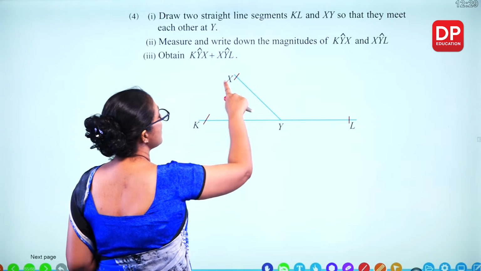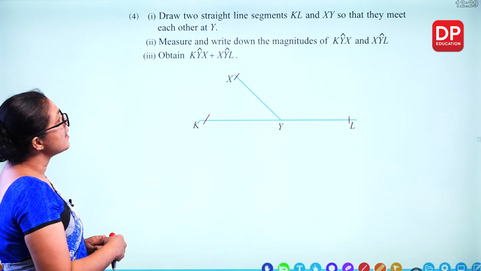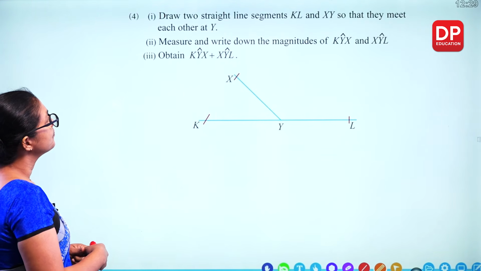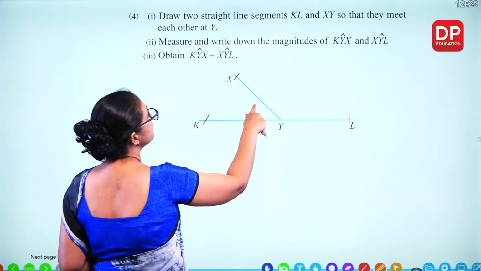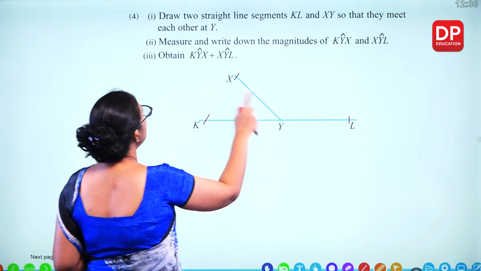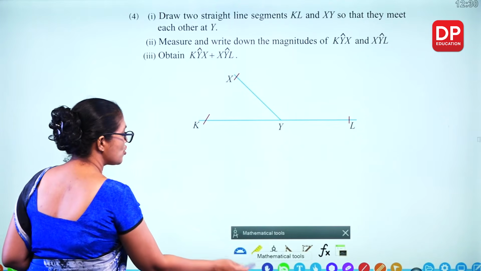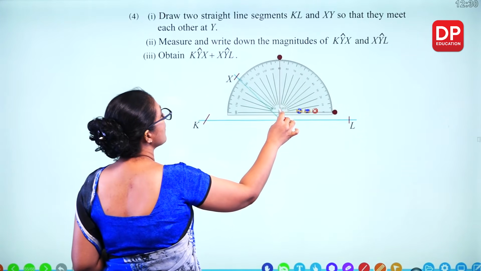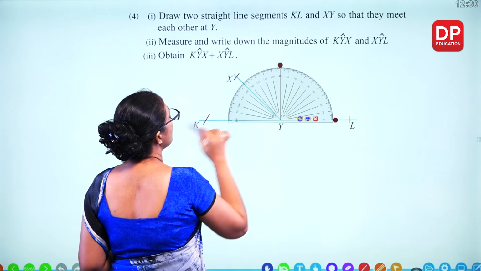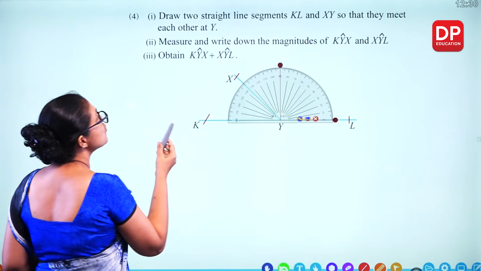Draw two straight line segments KL and XY so that they meet each other at Y. So these are the two lines. Measure and write down the magnitude of KYX, this angle, and XYL angle and take the sum. So here I can measure here. Keep the protractor here and I can measure this angle straight away.